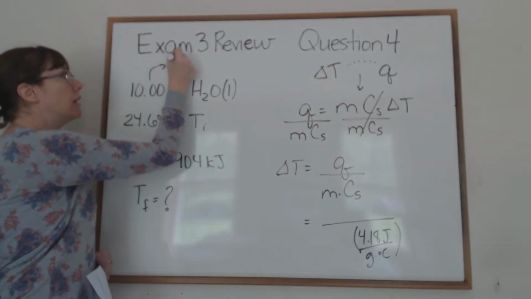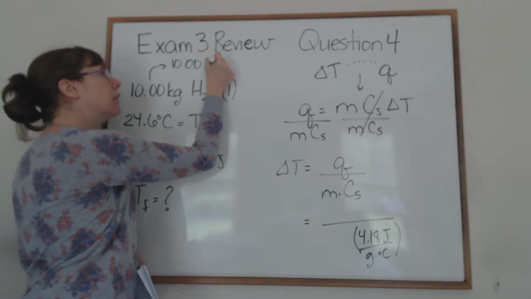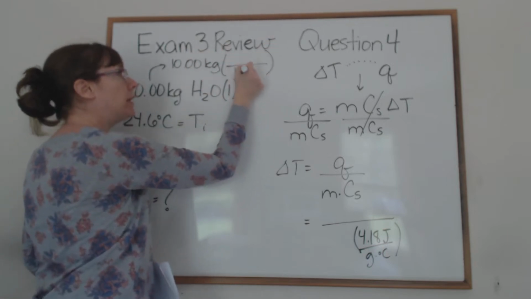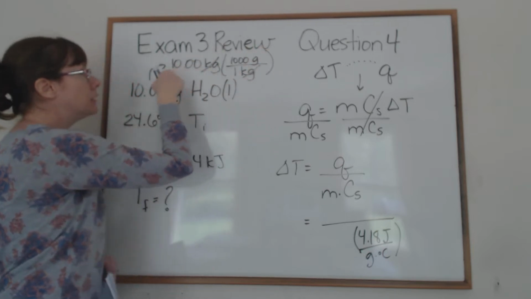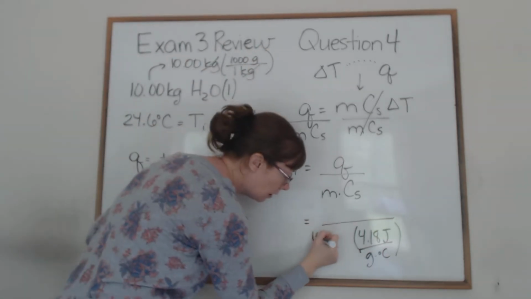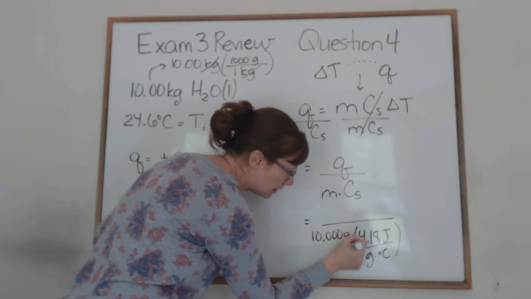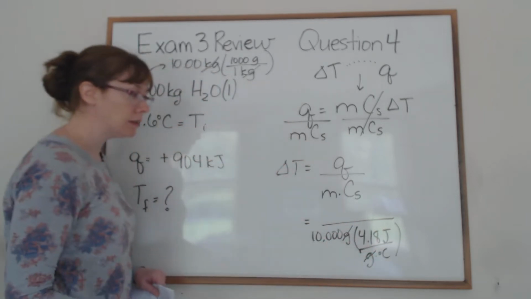So let's go ahead and convert kilograms to grams. And every 1 kilogram, there's 1,000 grams. So we're literally just timesing by 1,000. So 10 becomes 10,000 grams. So grams will now cancel.